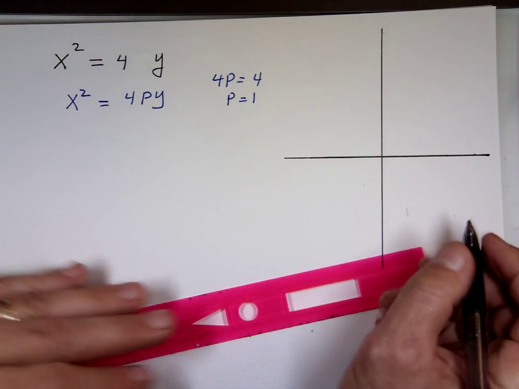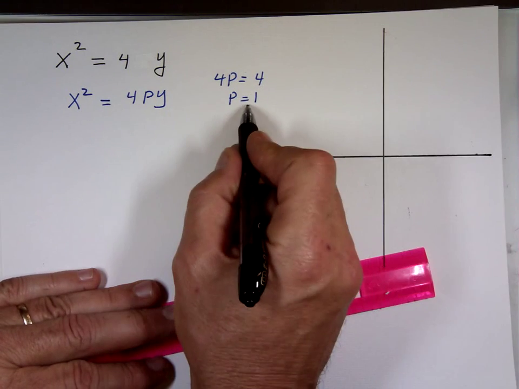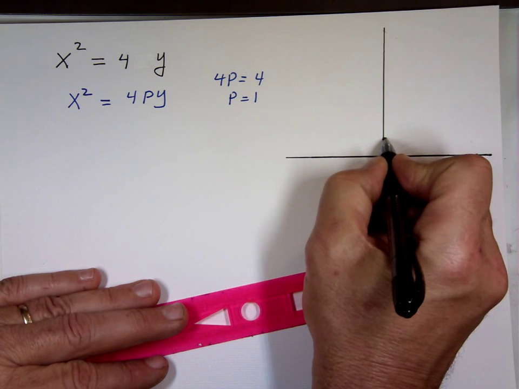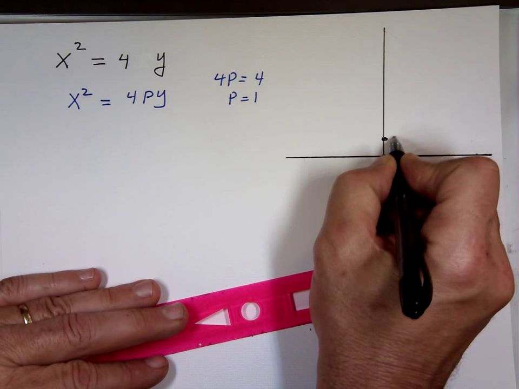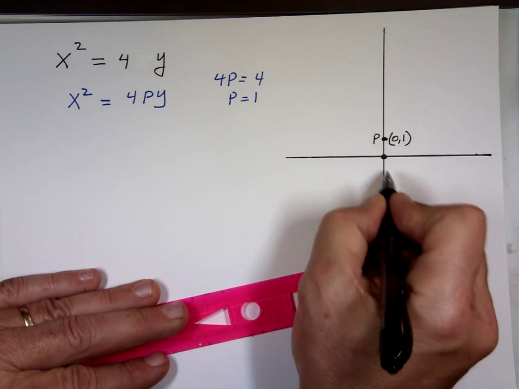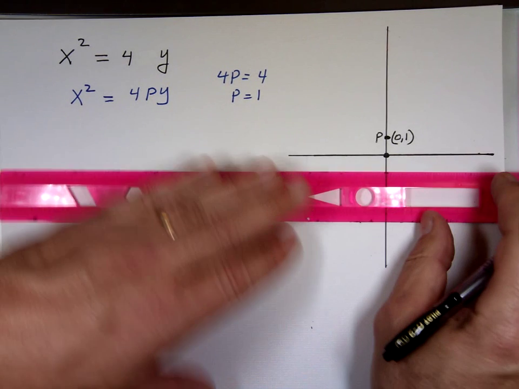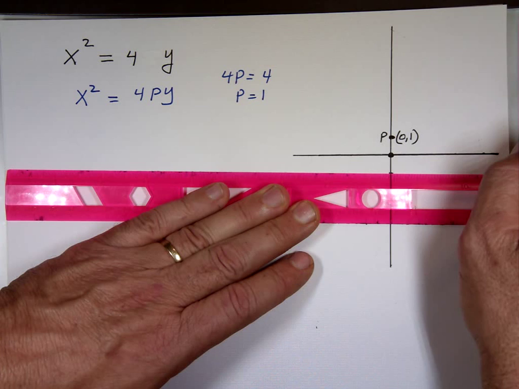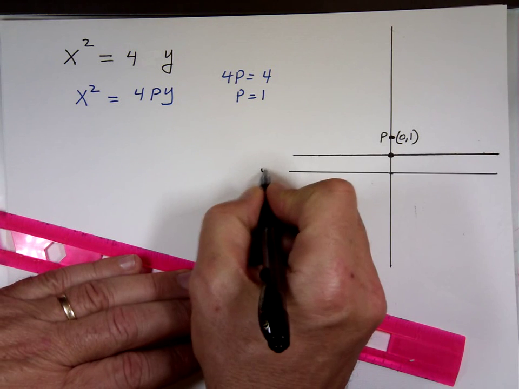Since x is the squared, it's going to be either up or down. Since P is positive, it's going to open upward. That's the vertex. P is going to be up there. So this is what? 0, 1. 1 unit high. My directrix is going to be parallel to these axes now. This is y equals negative 1.